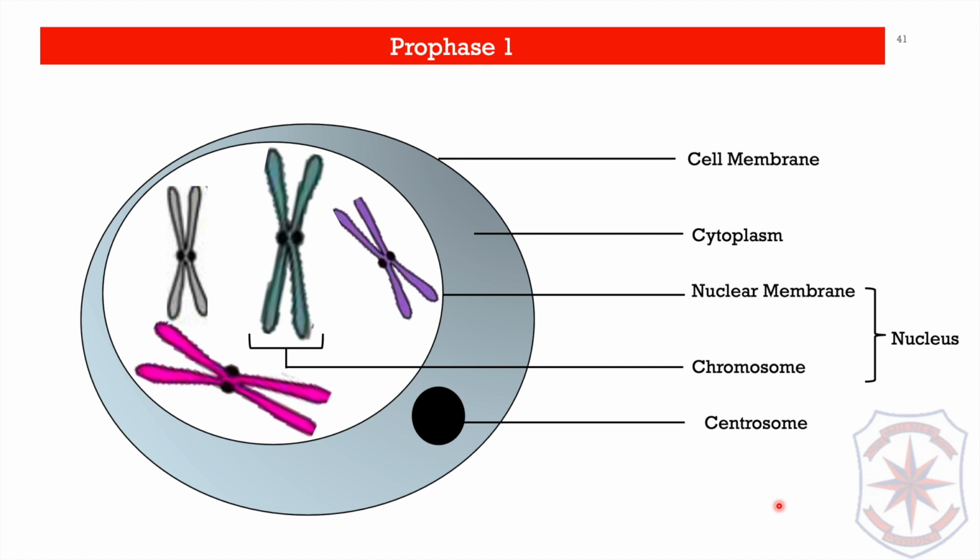The centrosome is a structure that is found outside of the nucleus, and the centromere, remember, is in the center of the replicated chromosome. It is a structure that holds two chromatids together. Okay, so the centromere is in the center of a chromosome, and the centrosome is outside the nucleus. Okay, guys?